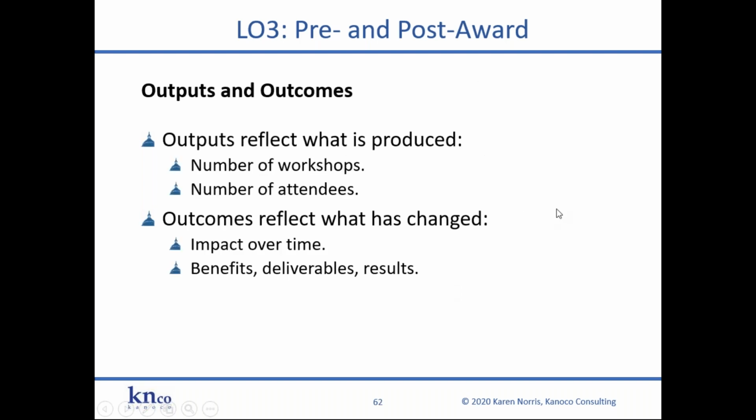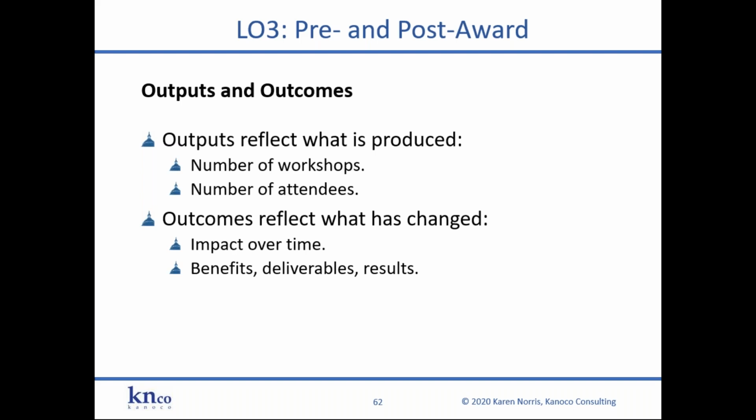So let's talk about this. An output is something that's produced. Maybe it's a total number of workshops that you've given, total number of attendees. It's numbers. Outputs are generally numbers. Outcomes reflect what has changed.